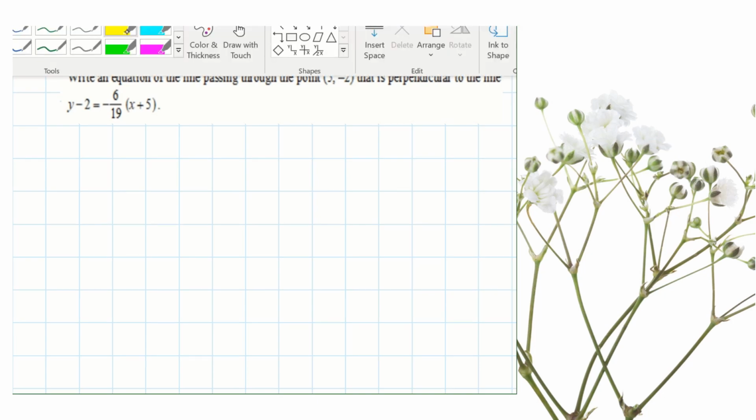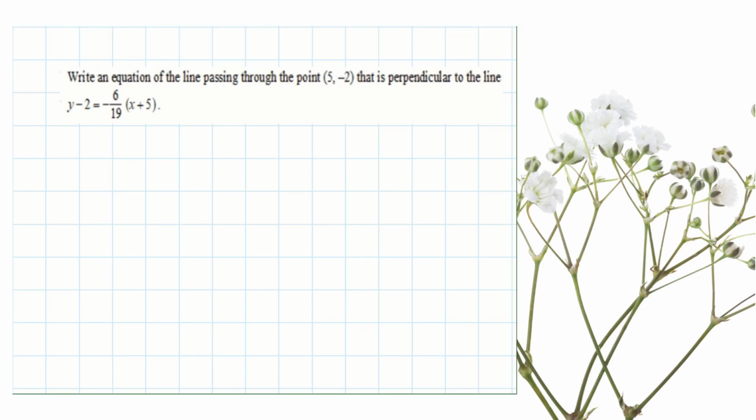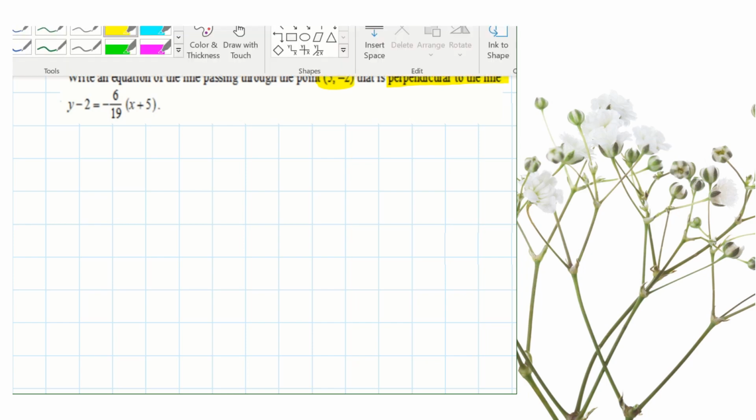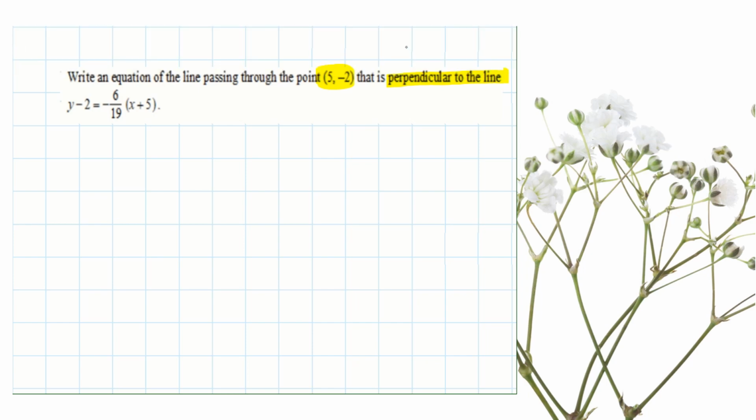Let's go ahead and look at this problem where we're going to be writing an equation for a line that's perpendicular to the given equation. So my line needs to go through this point, and it's going to be perpendicular to that equation there. So let's talk about what we know about perpendicular lines.